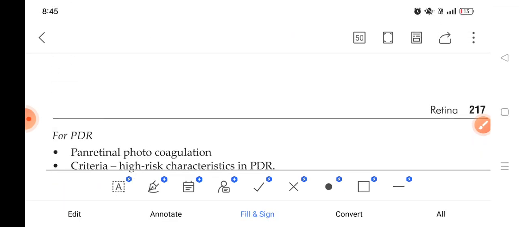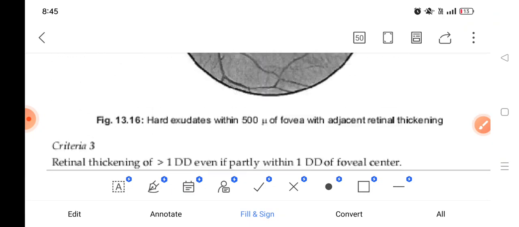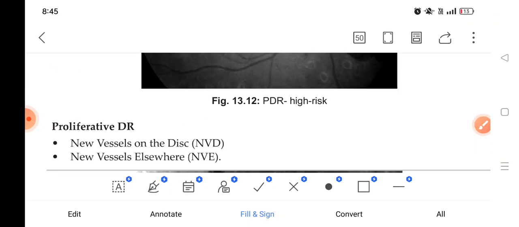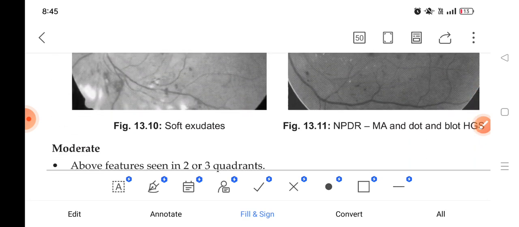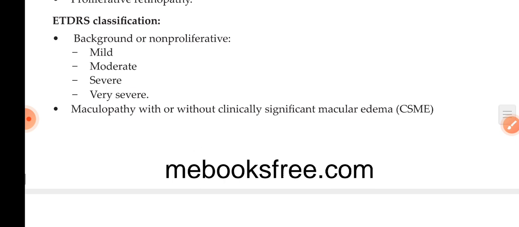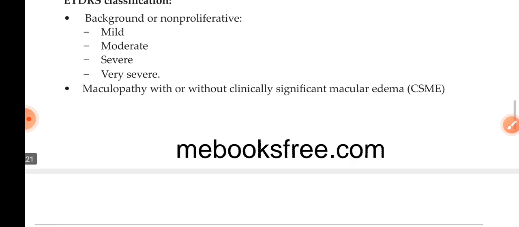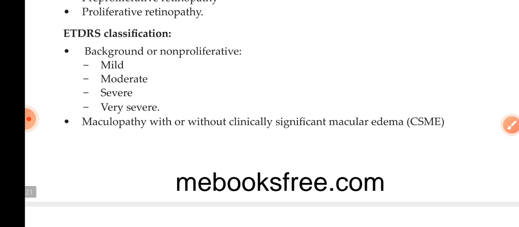So I want you to see once again the classification. Okay, classification. If you remember the classification, you can write what all is seen in it. See, in the ETDRS classification, they have divided into non-proliferative. In non-proliferative, there are mild, moderate, severe and very severe. Another one is CSME, that is clinically significant macular edema. Next is proliferative diabetic retinopathy, that is without high risk characteristics and with high risk characteristics. Okay, proliferative, non-proliferative, and CSME, that is clinically significant macular edema.